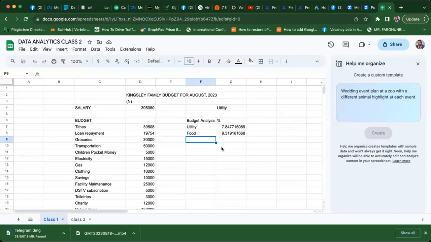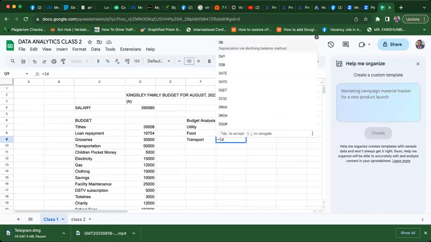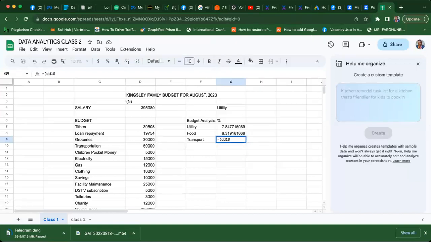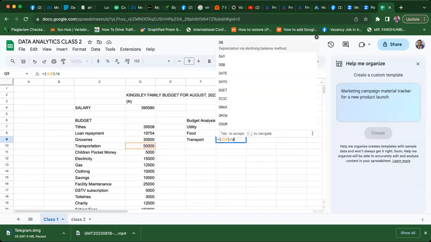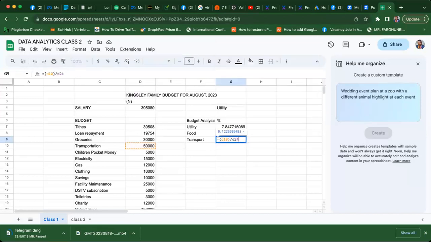Look at transportation. What are the things that you can classify as transport? Equals, open bracket. Transport is in D10. Is that the only thing? Yes, sir. D10 divided by D24 times 100. Transport is taking 12.2%. The money you cannot use to eat, you are using it on transport.